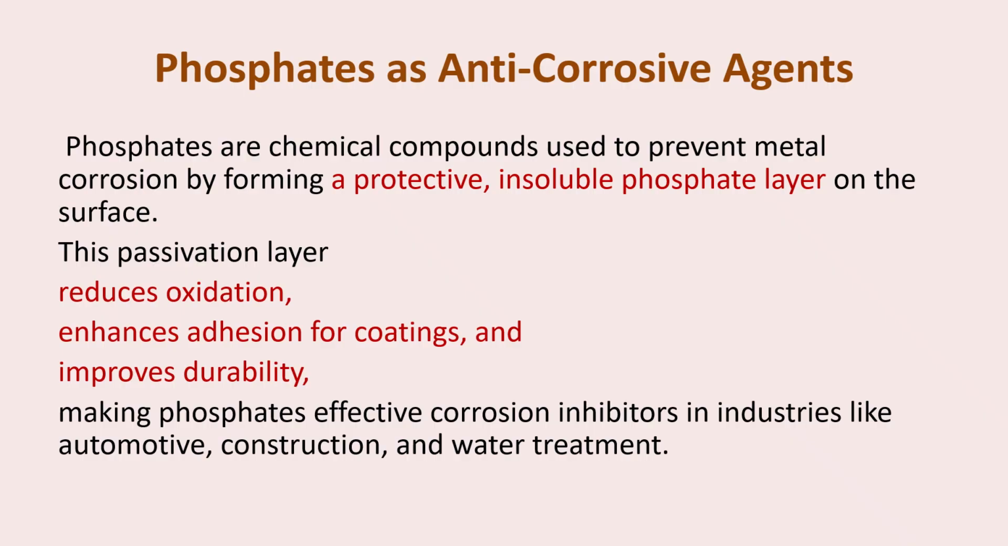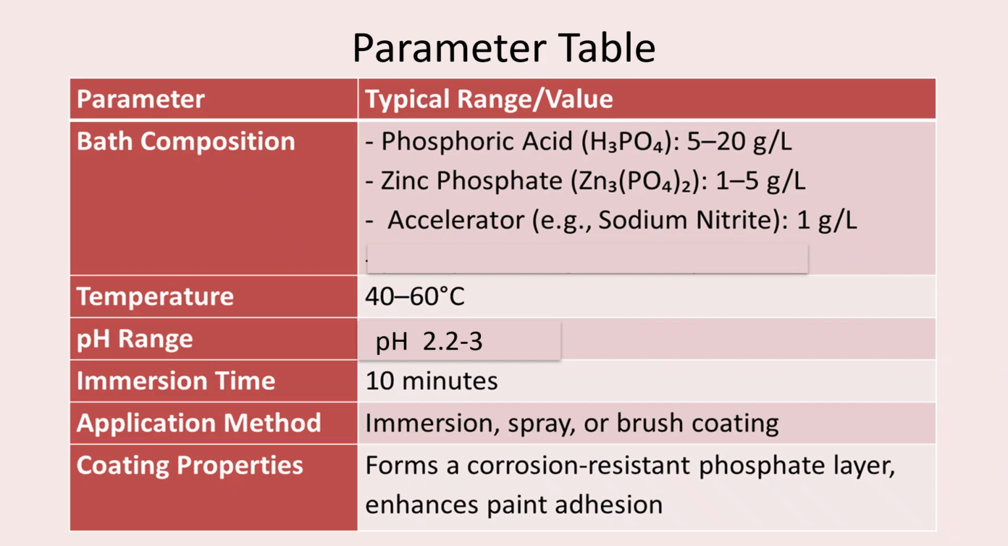So phosphate as an anti-corrosive agent: phosphates are the chemical compounds used to prevent metal corrosion by forming a protective, insoluble phosphate layer on the surface. This passivation layer reduces oxidation, enhances the adhesion for coating and improves the durability of the coating. This is the main purpose. It acts as a corrosion inhibitor in industry, especially in the automotive industry, construction industry, and water treatment plants.